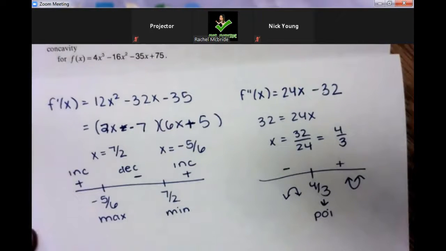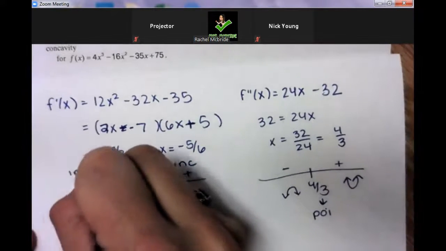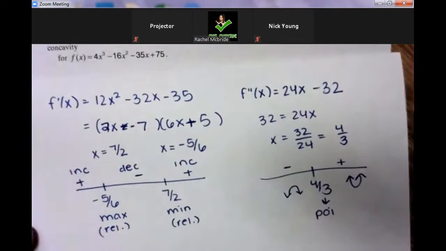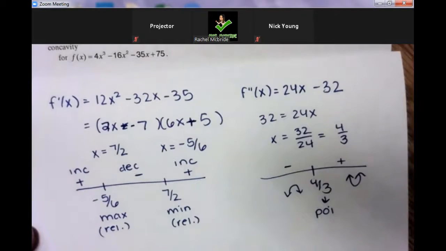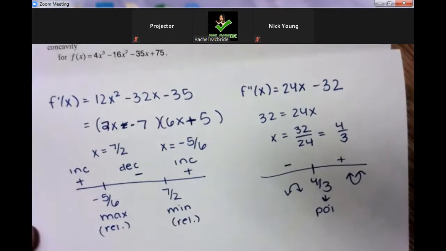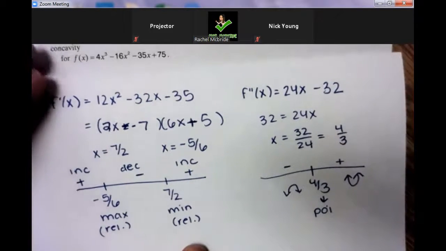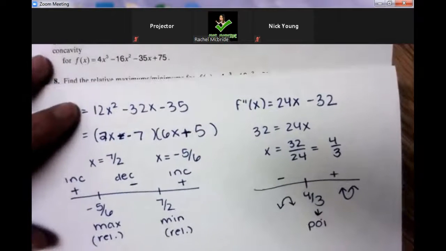These are just relative maxes and mins because we have an open interval, and this is an odd function, which means it's increasing or decreasing without bounds. So we don't have an absolute. These are locals.